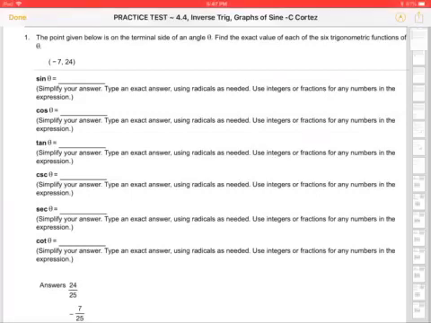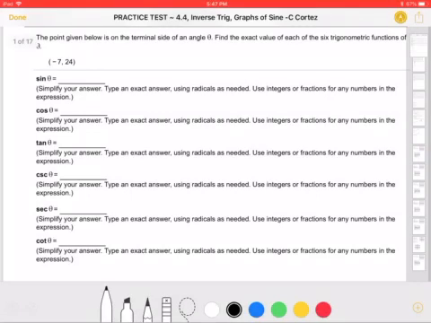Hey pre-calcers, I wanted to take a look at some of the select problems from your practice test. That's going to deal with 4.4, inverse trig, and graphs of sine and cosine.